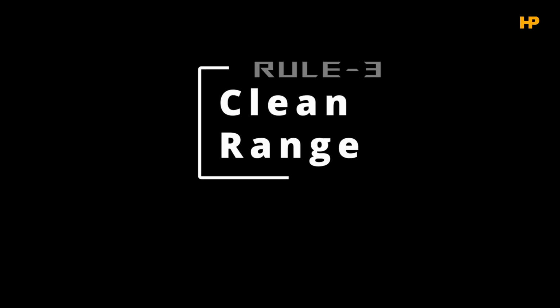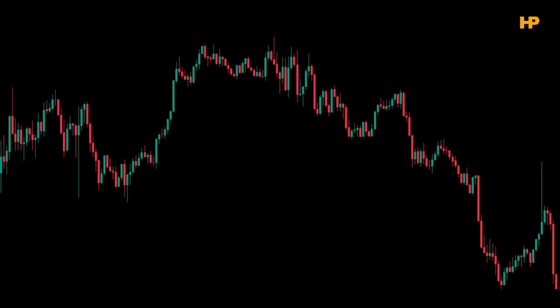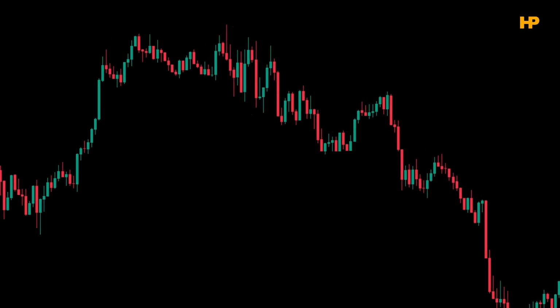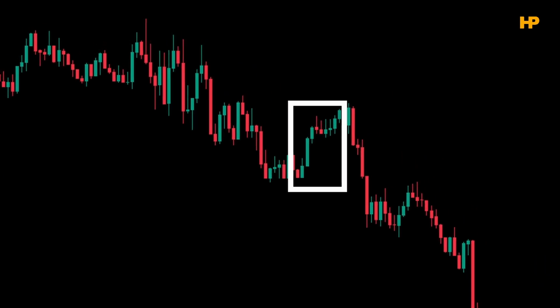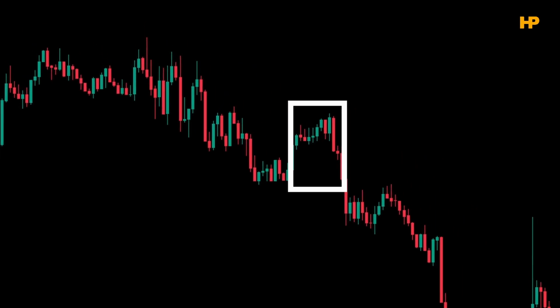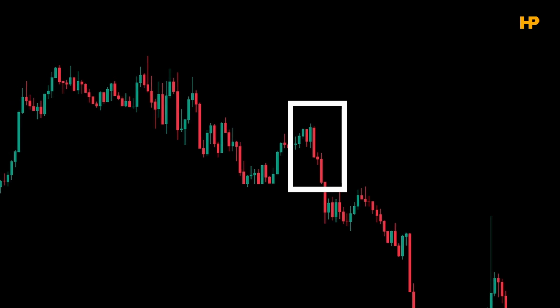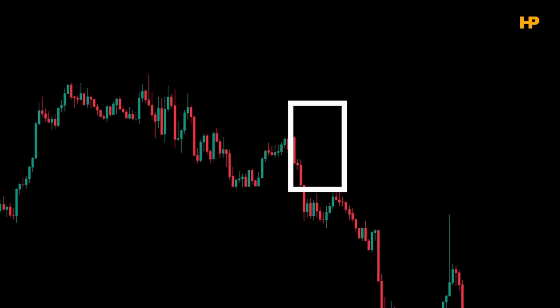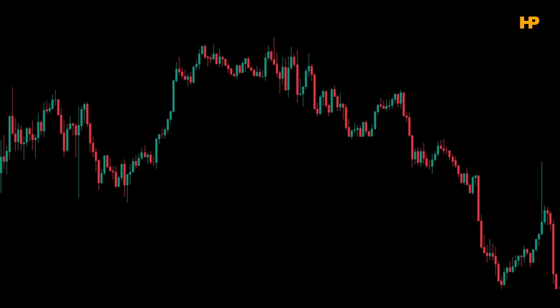The rule number 3 is the range must be significant. We're not chasing small wiggles here. The range between the high and low of your support or resistance zone should be substantial, at least 25 pips. This ensures the level has enough room for institutional orders to cluster, giving you a high probability setup.